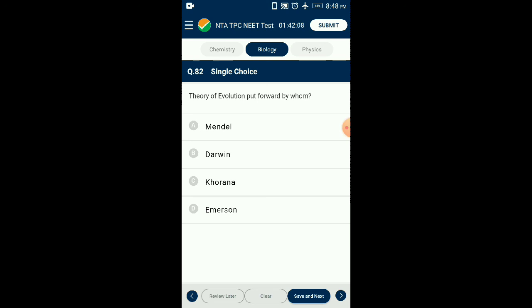Then Har Gobind Khorana discovered the genetic code, which is needed for converting the nucleic acid sequence into amino acid sequence. This is a universal code. Emerson proposed the presence of two photosystems, PS1 and PS2, in photosynthesis. So the answer for this question is option B, Darwin.